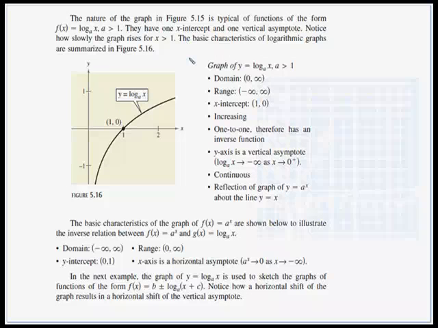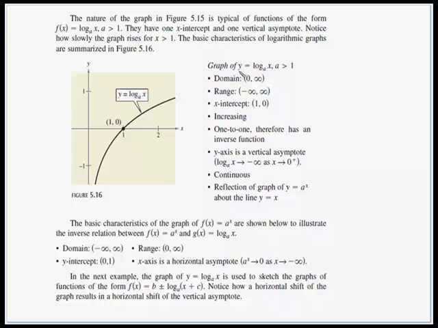So the nature of the graph in the figure from the previous slide is typical of functions in the form of log base a of x, where a is greater than 1. They have one x-intercept and one vertical asymptote. Notice how slowly the graph rises for numbers bigger than 1. The basic characteristics of the logarithmic graphs are summarized here in the figure.